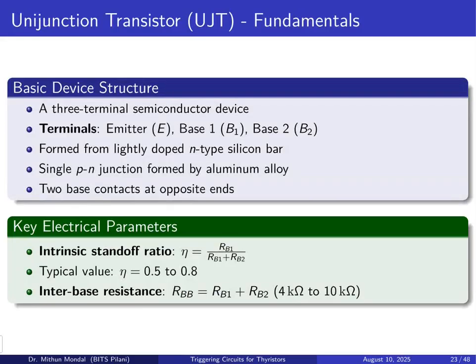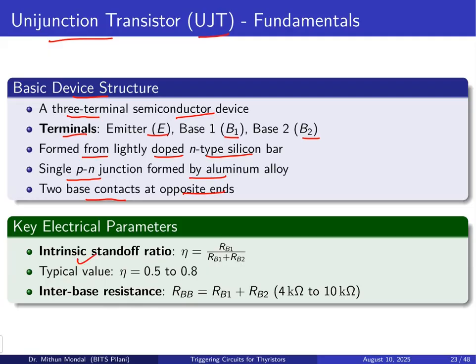Now, one special type of triggering we will discuss is the UJT triggering, the unijunction transistor. The basic device structure is a 3-terminal semiconductor device. The terminals involved are the emitter and two bases, B1 and B2. These are formed from a lightly doped N-type silicon bar. This is a simple single PN junction formed by aluminum alloy, and two base contacts are there at opposite ends.